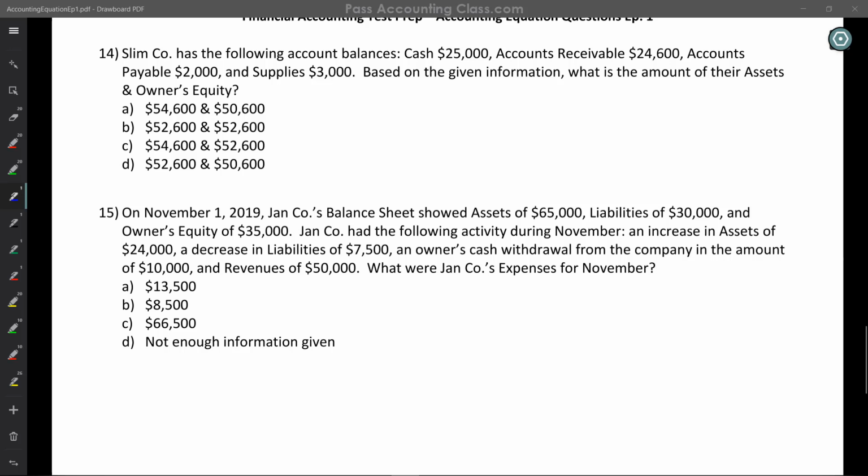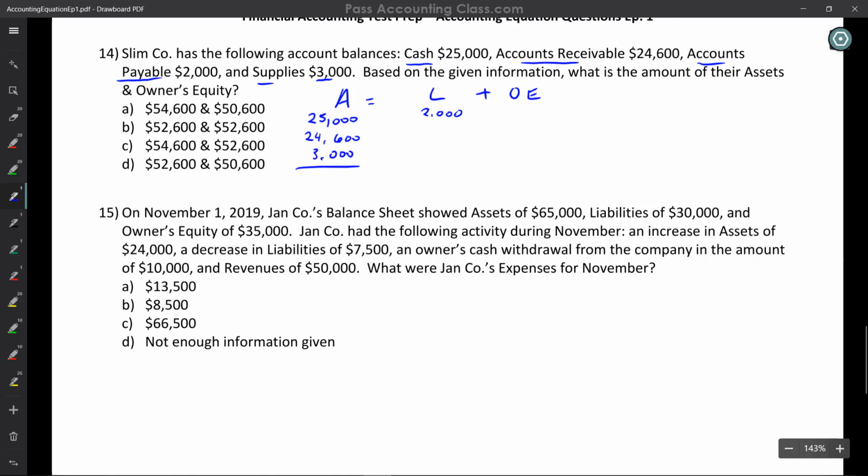So I'm going to write out the accounting equation. That's assets equal liabilities plus owner's equity. And for here, I'm going to fill in the accounts under the account type. So I've got cash. That's an asset for $25,000. Then I've got accounts receivable at $24,600. That's an asset. I've got accounts payable. That's a liability, $2,000. And then I've got supplies at $3,000, and that's an asset. So when I do the math here, I've got $52,600. So my total assets are $52,600. So I can rule out A and C.